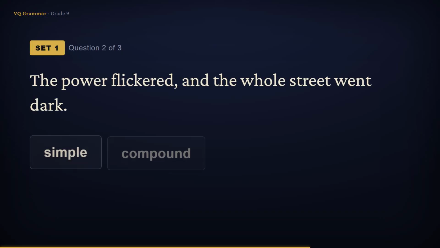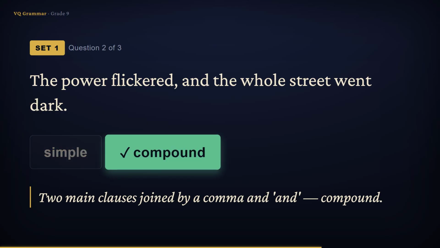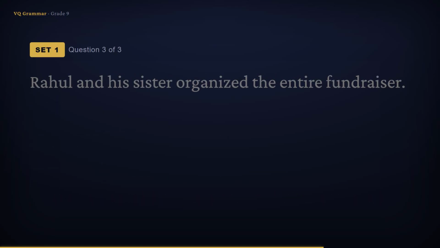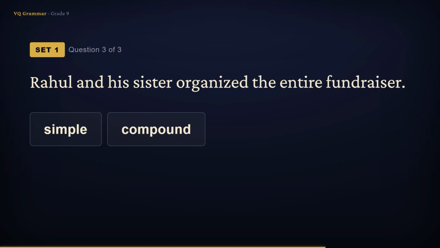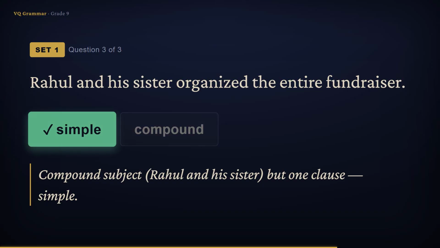The power flickered, and the whole street went dark. Look for a second subject after the comma, the whole street. We have two full clauses, each with its own subject and verb, linked by a comma and the word and. That makes this sentence compound. Rahul and his sister organized the entire fundraiser. There are two people here, Rahul and his sister, but they share a single verb, organized, in a single clause. That's a compound subject, not a compound sentence. So this one is simple.